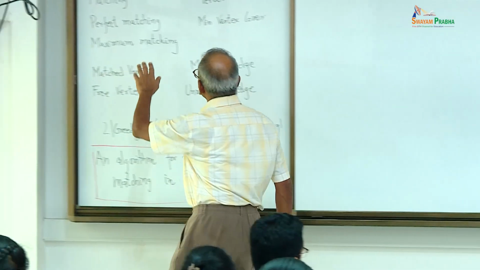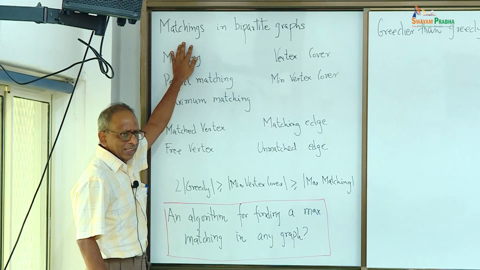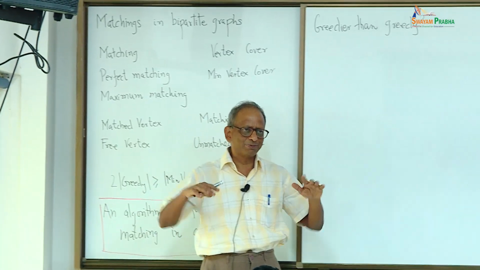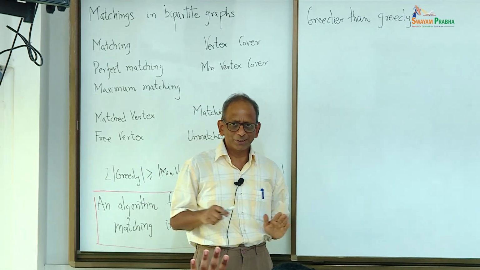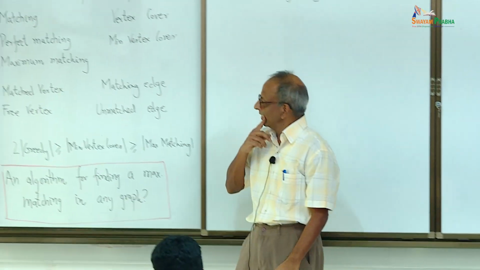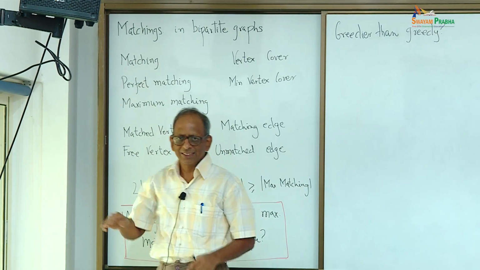So we're talking about matchings in bipartite graphs. Who all know what a bipartite graph is? Please just raise your hands. Okay. But who all know bipartite graphs? Very good. You know what a matching is?